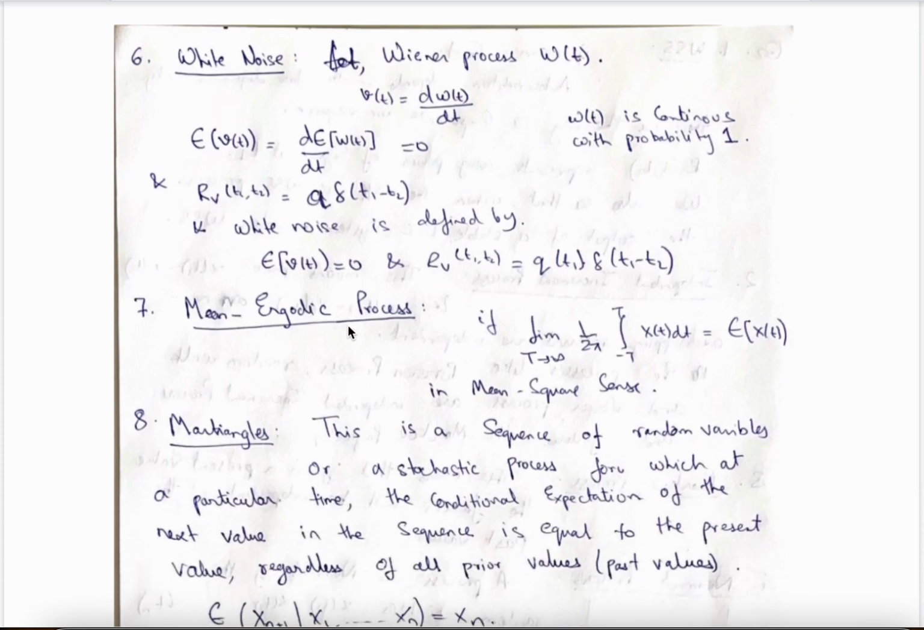Next is mean ergodic process. Basically a mean ergodic process has two properties. I wrote only one here. First one was to have its mean be constant, that is, the mean should be equal to the expected value. And the second is limit T tends to infinity of 1 by 2T integral from minus T to T of x of t dt is the expected value of x of t. This is the first one. There is another one: 1 by 4T squared double integral from minus T to T of x(t1, t2) dt1 dt2 should be 0. That would make it a mean ergodic process.